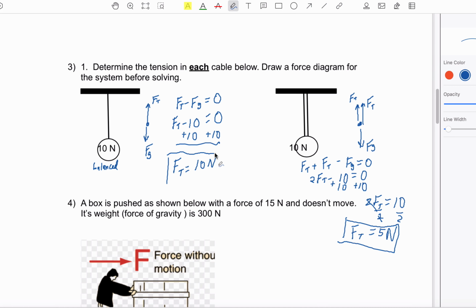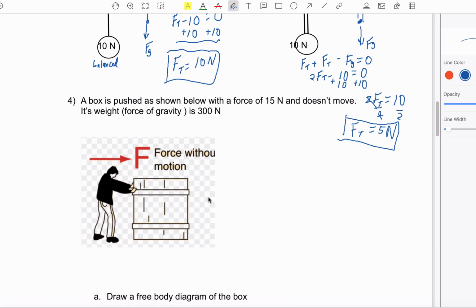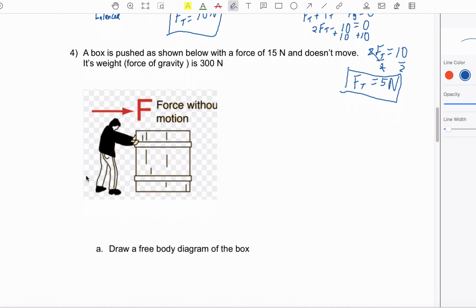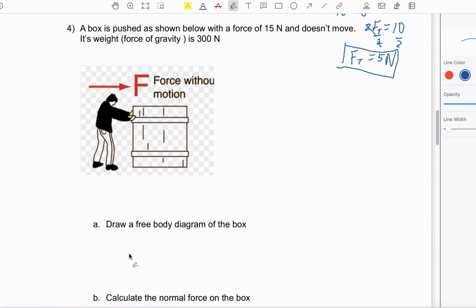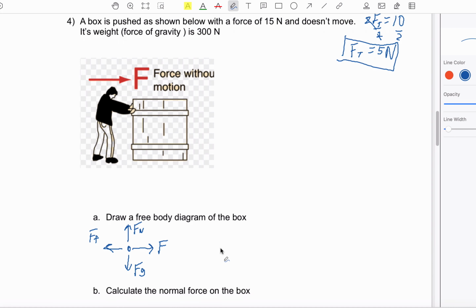Now for number 4. We are pushing this object. It doesn't move. We have a force of gravity. It says draw the free body diagram of the block. So let's be clear. We are pushing with this force F here. We know that the box is on the ground, so there's a normal force. There's a weight. And since the box is not moving, we have to conclude that there's a friction force balancing the pushing force.